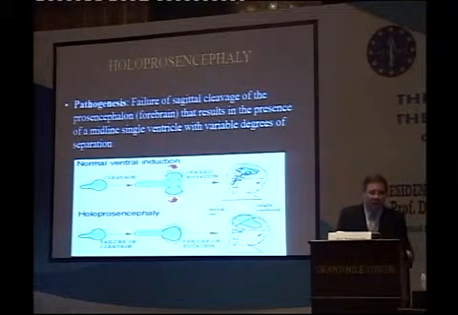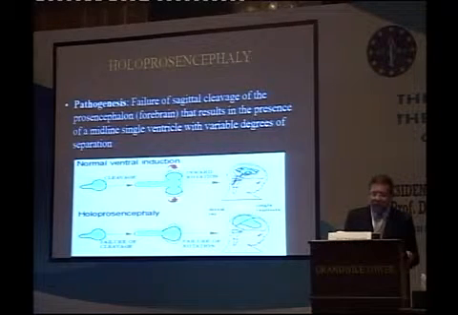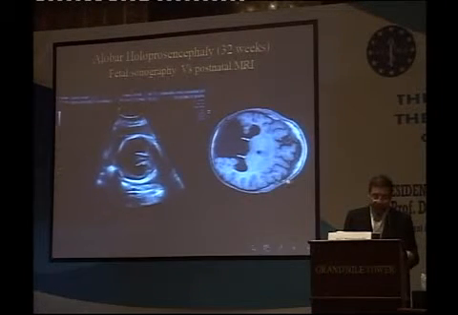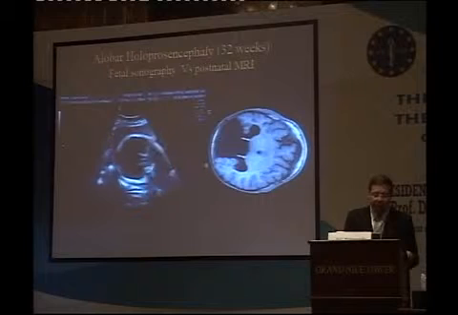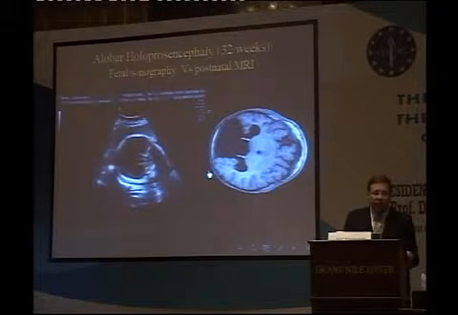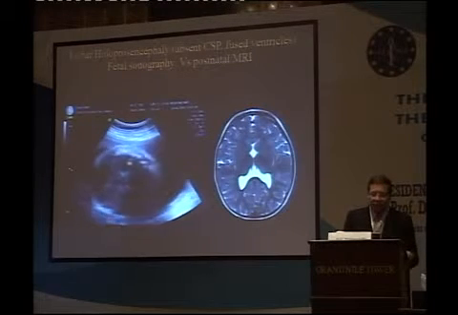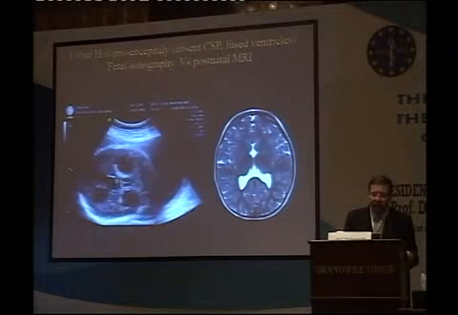Holoprosencephaly is another problem causing seizure, and there is failure of sagittal cleavage of the forebrain or prosencephalon resulting in presence of a midline single ventricle with variable degree of separation. And according to the degree of incomplete division, we have alobar, semilobar, and lobar type. And again, I'm comparing the prenatal picture with the postnatal picture to show that postnatal MRI can get the same result. Here is another case of lobar holoprosencephaly.